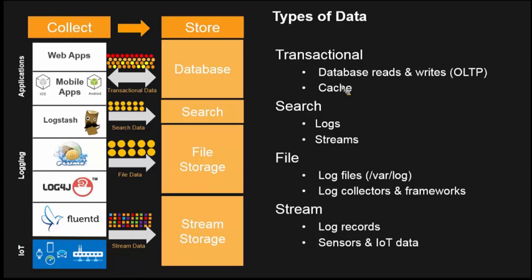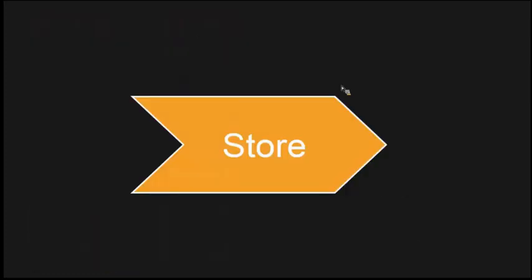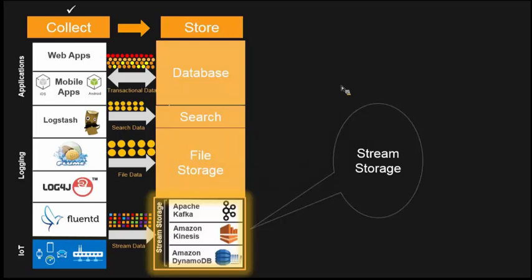How do you pick the right technology in each one of these pieces? Let's look at the storage in more detail. We'll go bottom up. Let's deal with streaming data first. This is data coming in from devices and sensors, or IoT gateways, for example.